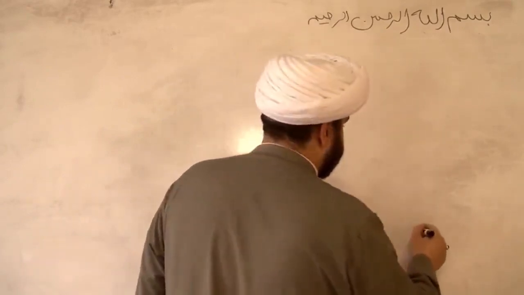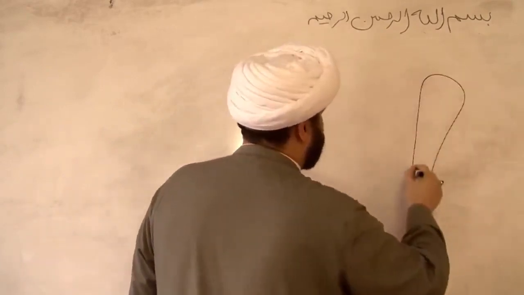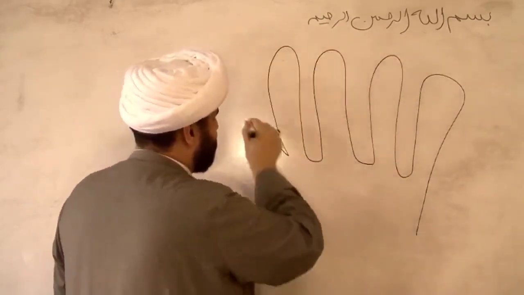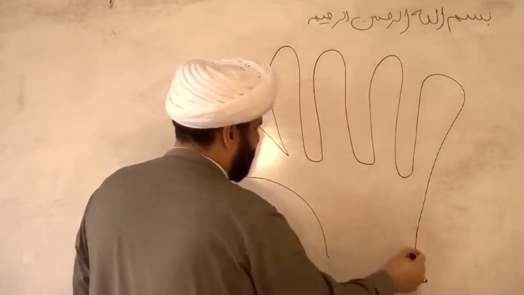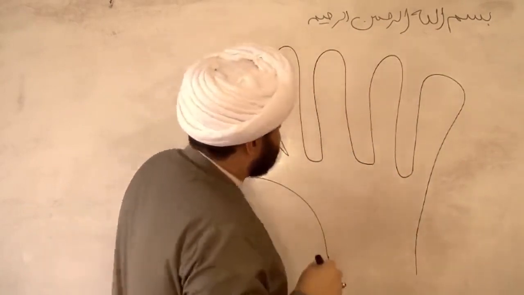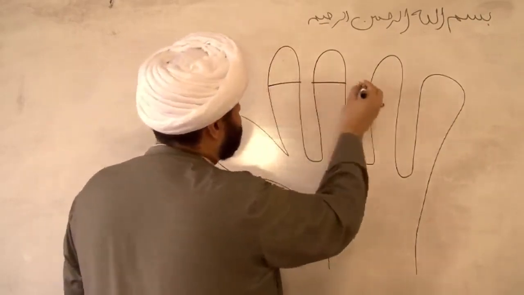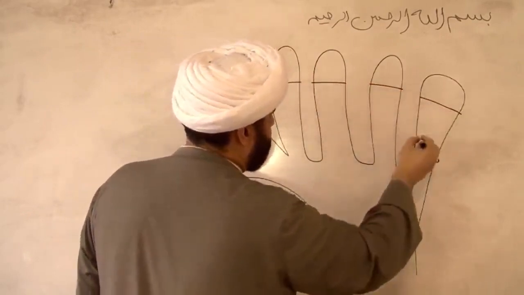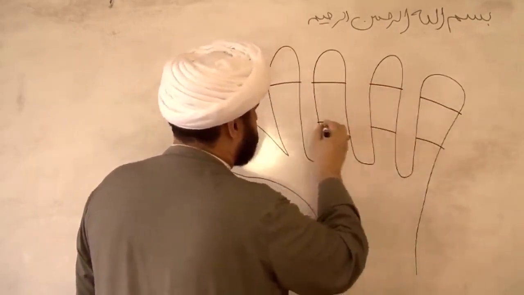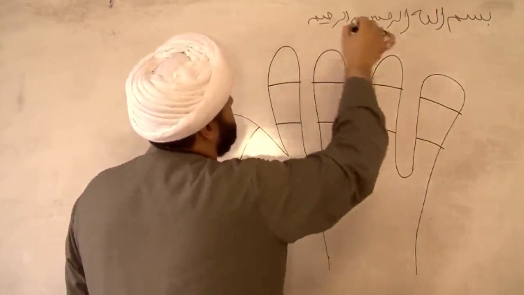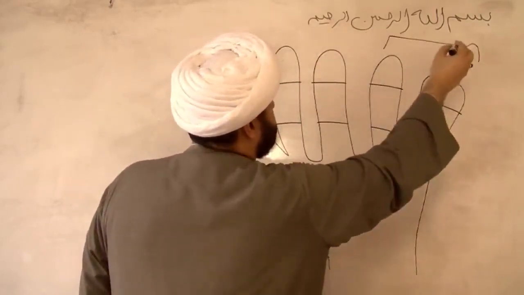Okay, so we learned how to make the first sigha. I'm going to draw the hand one more time. I'm making it big enough so we can see. Okay, so we have these 14 sighas, as you know. You should already have this in your notebook. I'm just drawing it one more time to remind you of this chart.